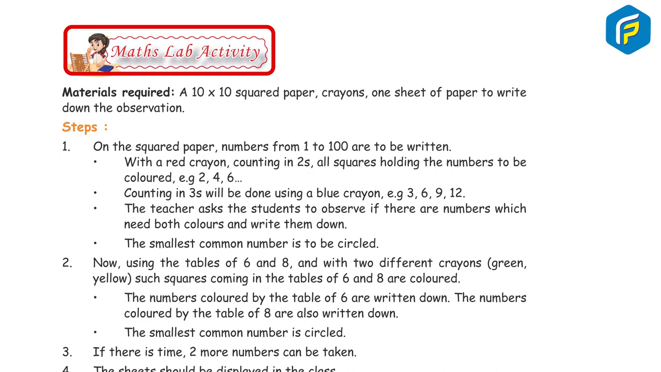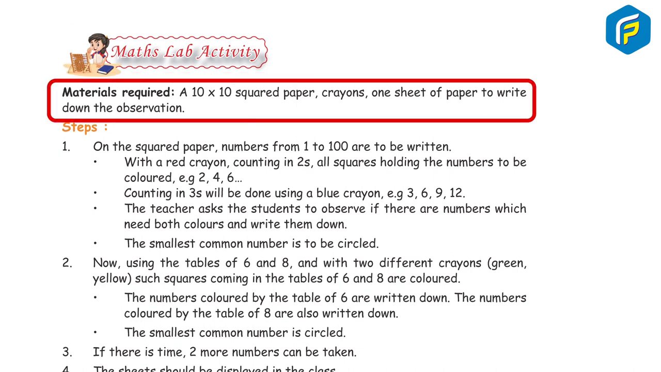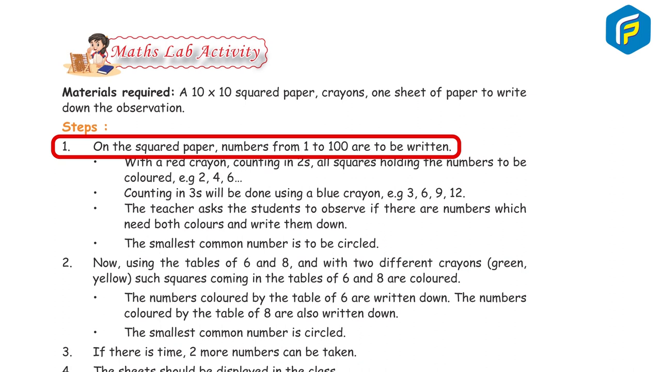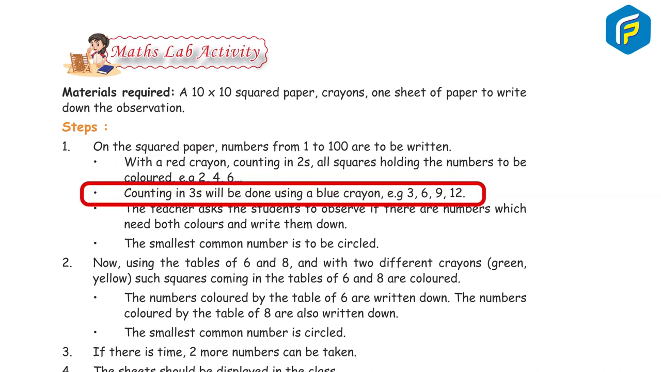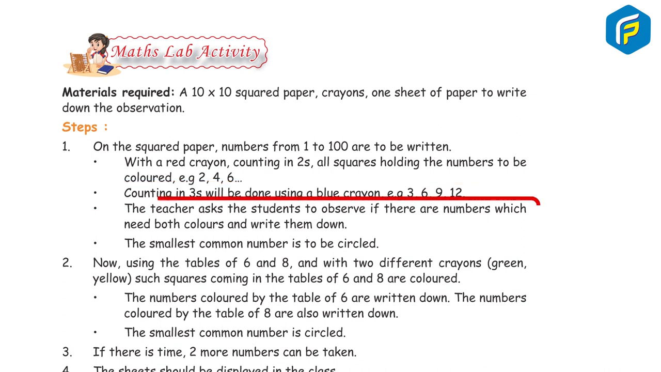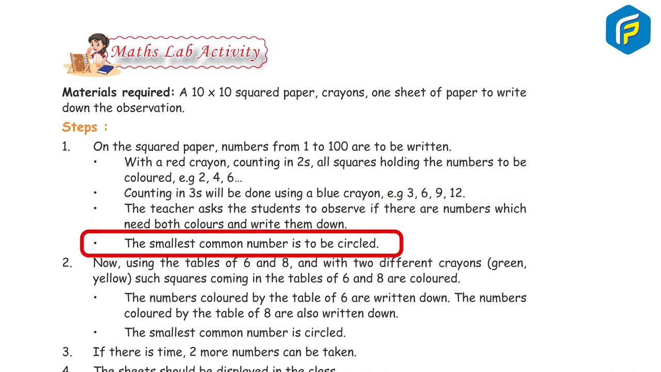Maths lab activity. Materials required: 10 by 10 squared paper, crayons, and 1 sheet of paper to write down the observation. Steps. 1. On the squared paper, numbers from 1 to 100 are to be written. With a red crayon, counting in twos, all squares holding the number are to be colored. Example: 2, 4, 6. Counting in threes will be done using a blue crayon. Example: 3, 6, 9, 12. The teacher asks the student to observe if there are numbers which need both colors and write them down. The smallest common number is to be circled.